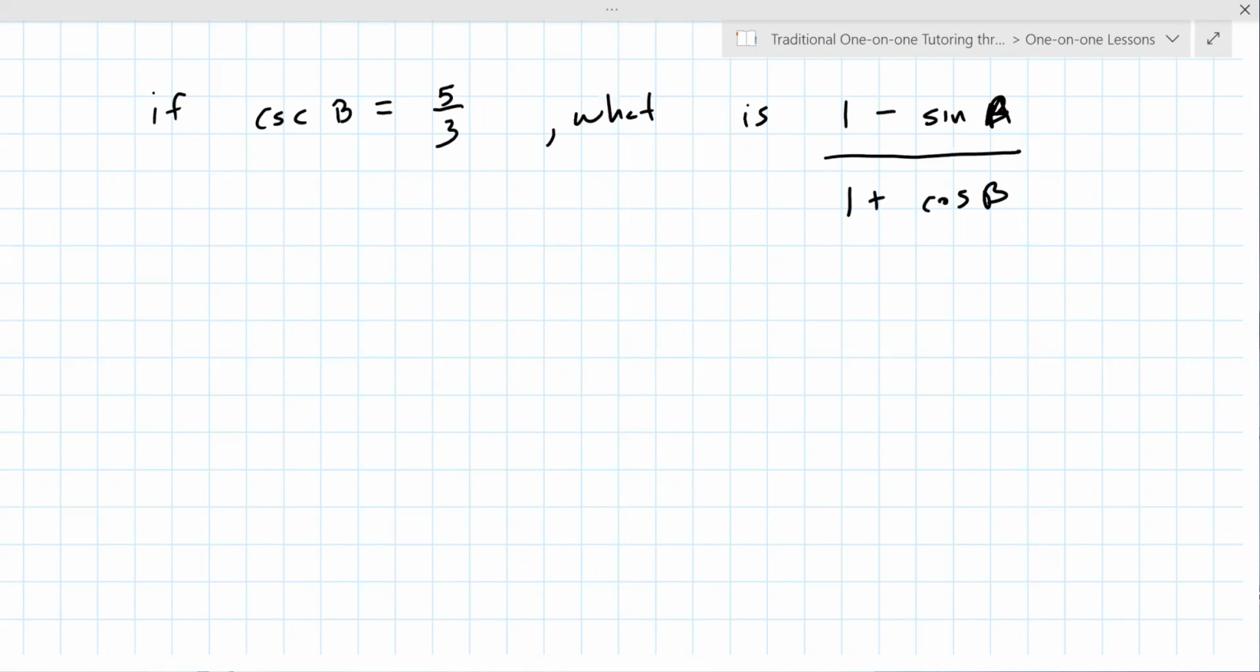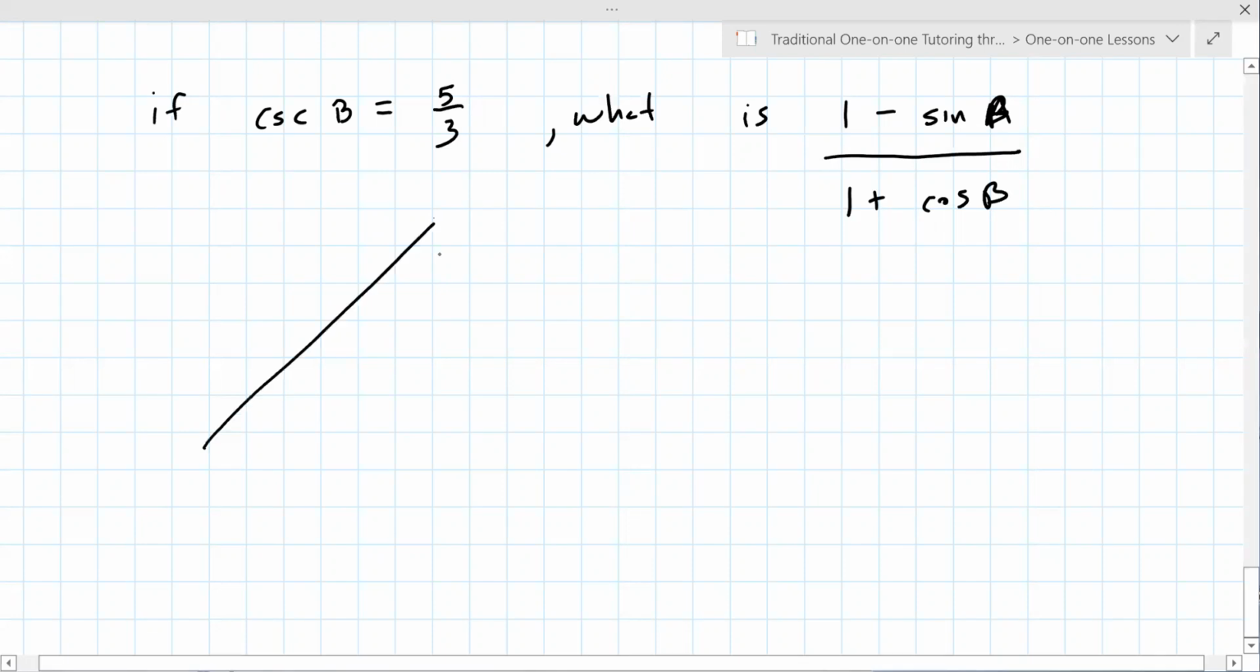So are we supposed to find sine B and cosine B? I just wanted you to draw the triangle first, so that I could check that. Where did you put B? Did you put B down here or at the top? It doesn't matter. Just wondering which way you did. I put it at the bottom.